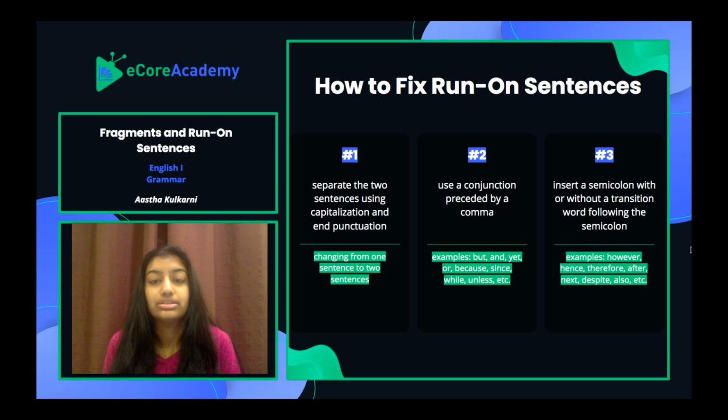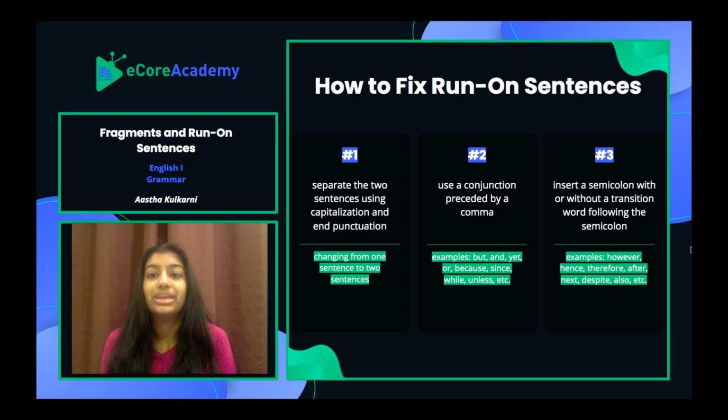The second solution would be to use a conjunction preceded by a comma. So basically, you would use some of the examples that I've listed below. They're not limited to this. There's tons of other conjunctions, but I just found these to be the easiest and the most common. So you can use but, and, yet, or, because, since, while, or unless, and obviously more. You would just use one of those conjunctions, put a comma before it, and add that somewhere in between your sentence to make it more cohesive.